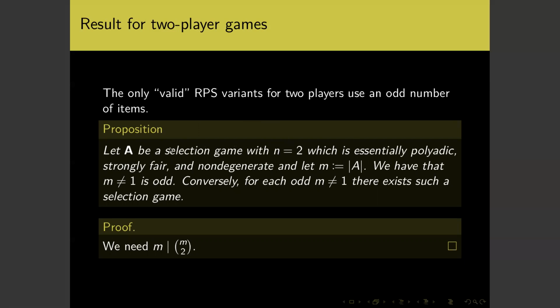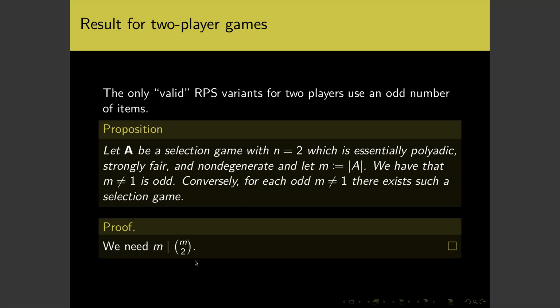Okay, so in our situation, if we have a selection game with a basic operation which is binary, or in other words, a selection game for two players, which is essentially polyadic, strongly fair, and non-degenerate, and we take M to be the order of this selection game, or the order of this magma, then we have that the order must be odd. Conversely, actually, for each odd order, there is such a game. And I'd like to note that we don't need the assumption of conservativity here. We just need these other three conditions.